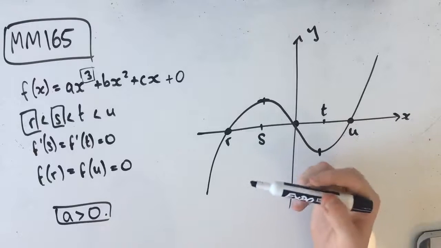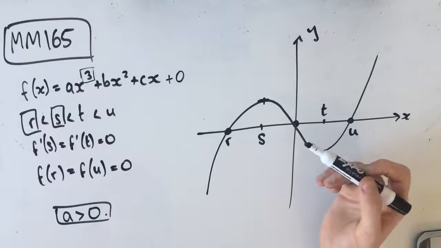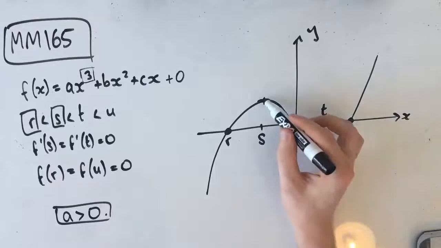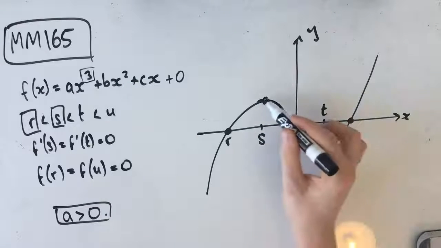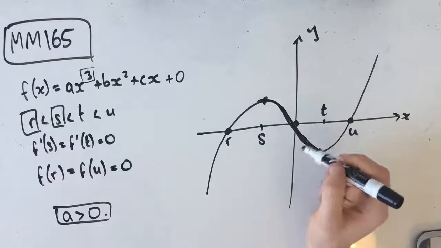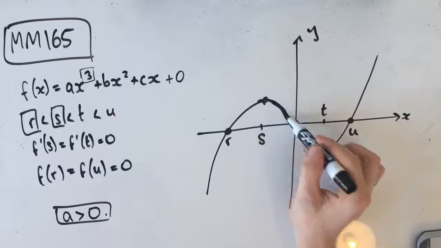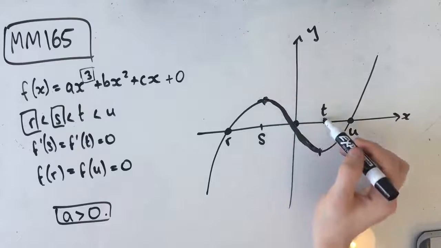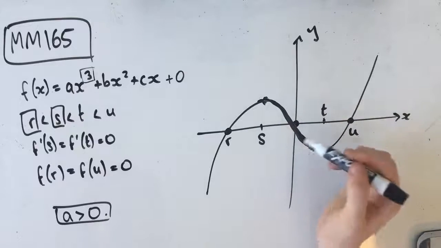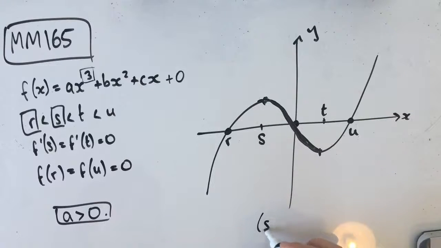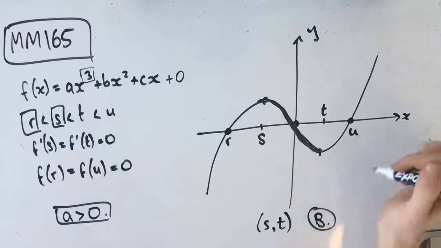But now we're trying to find where the gradient of the graph is negative. So we can immediately see that the graph is negative between this point and this point, because it's going down like this. Down is negative, obviously. And this domain is from s to t, not including s and not including t, which means that our answer is s to t, which is b. So guys, our answer is b.